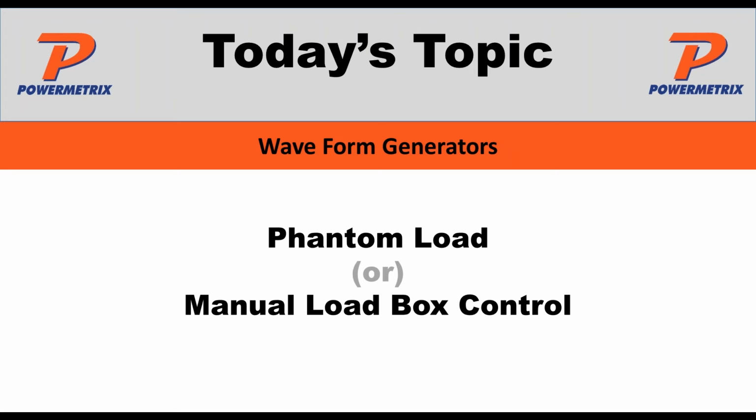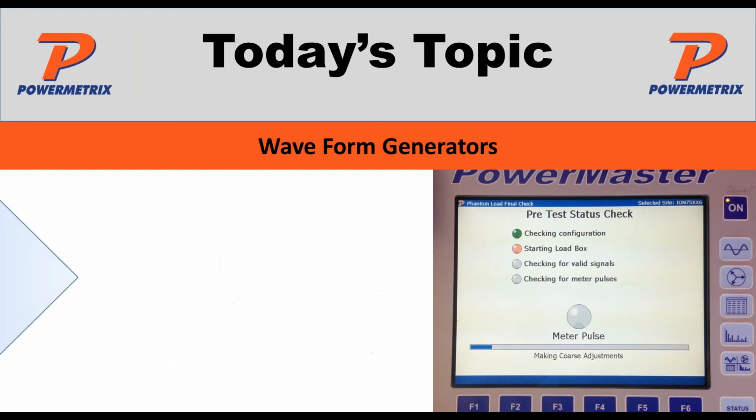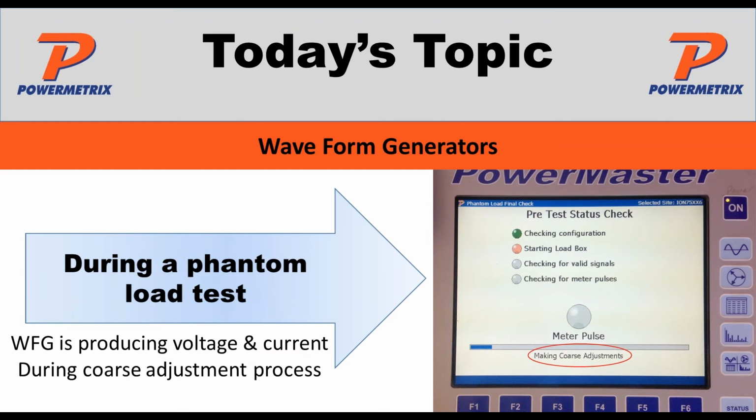The PowerMaster analyzer is equipped with components that produce a voltage and current source that we call phantom load or manual load box control. The key components is the WFG, which is a waveform generator, which generates voltage and current. And then the WFA, waveform analyzer, measures the voltage and current. Now, what I'm talking about today is actually dealing with the PowerMaster series units that actually source voltage or current, mainly current.